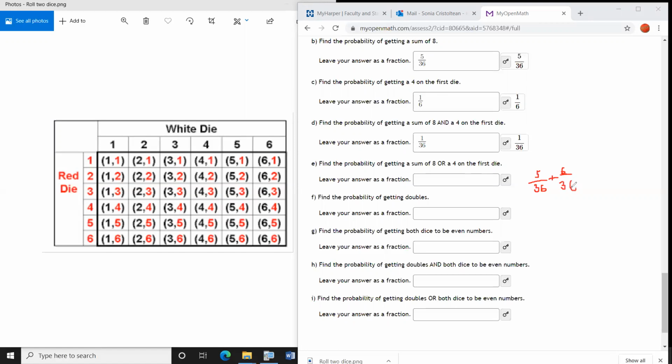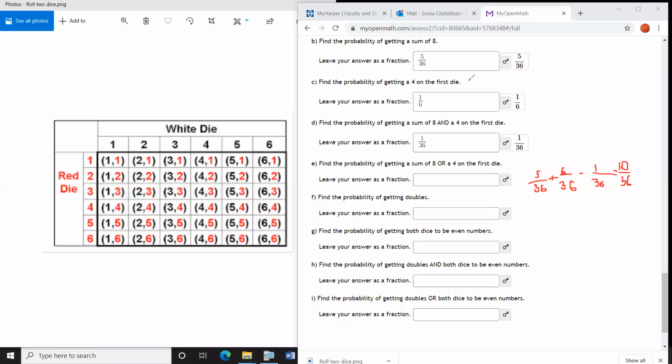And don't forget, we are using the general rule because these are not mutually exclusive. We've seen that they have something in common, so I will subtract that common part. So the answer for this one should be 11 minus 1, which is 10, right? 11 minus 1 is 10 on the top and 36 on the bottom. If we simplify this, we will come up with the answer, which is 5 over 18.